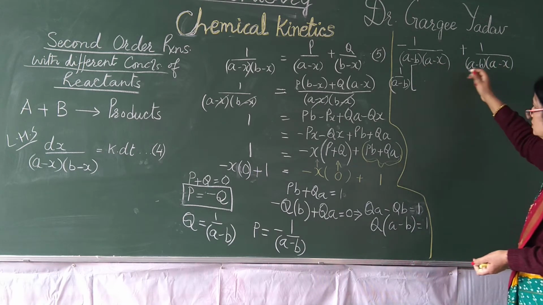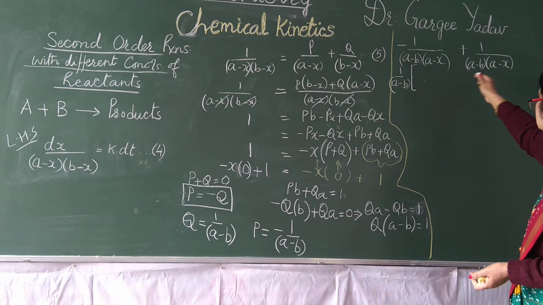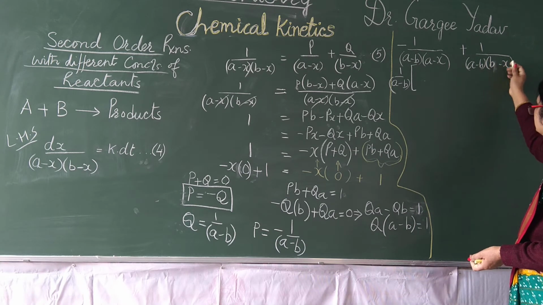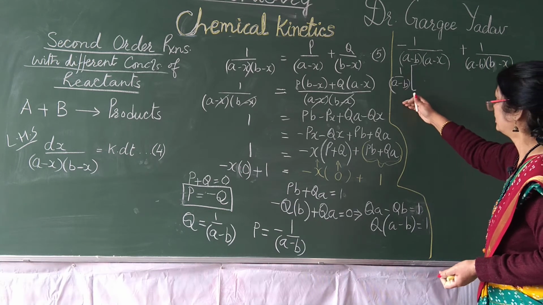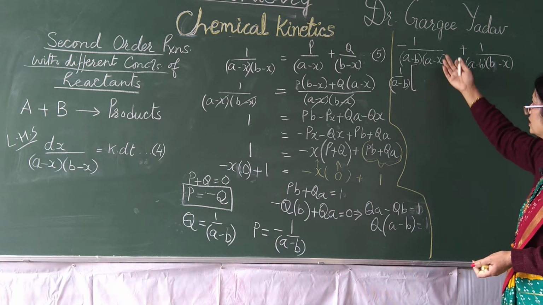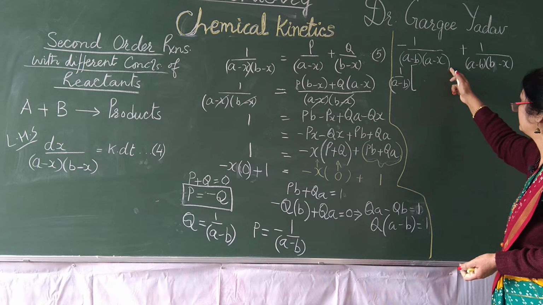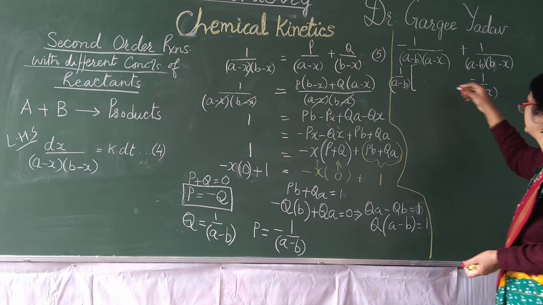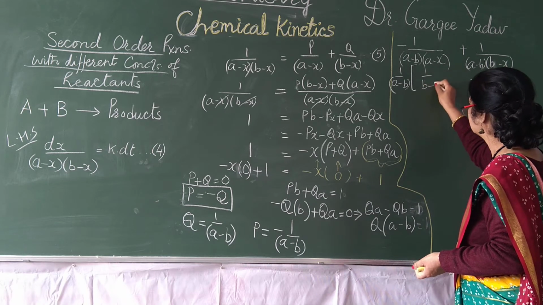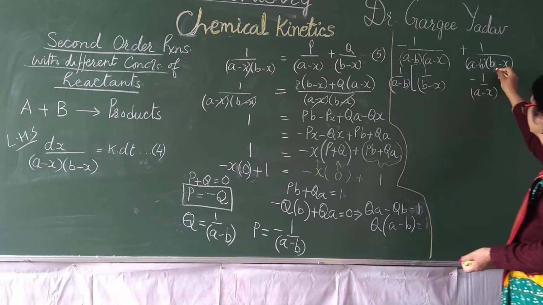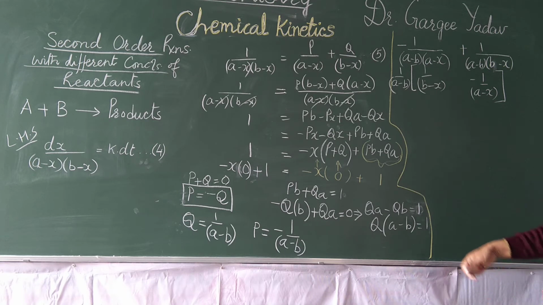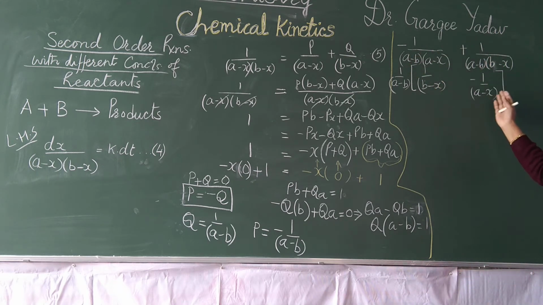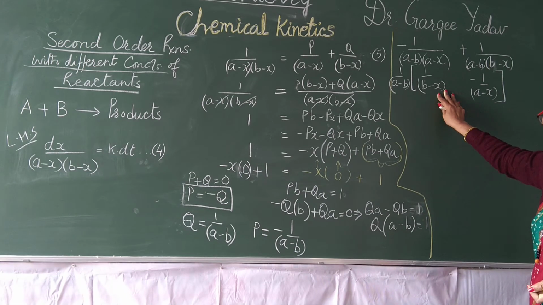This is actually 1 upon a minus b, this is b minus x. So we take 1 upon a minus b as common, and what remains is minus 1 upon a minus x, and plus 1 upon b minus x. I have done this rearrangement in this single step. I have brought this minus term over here and this plus term over here. So we are having finally this equation.